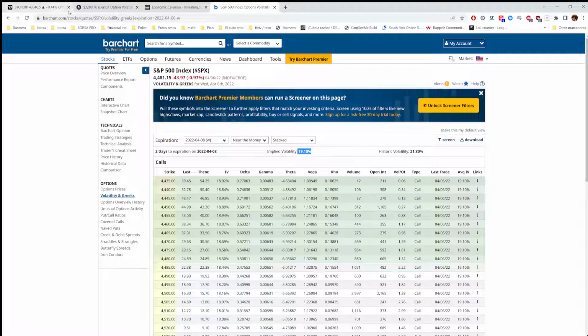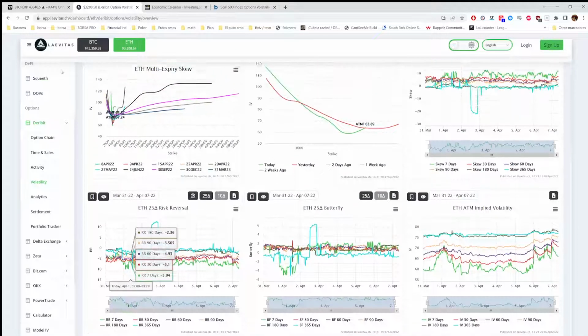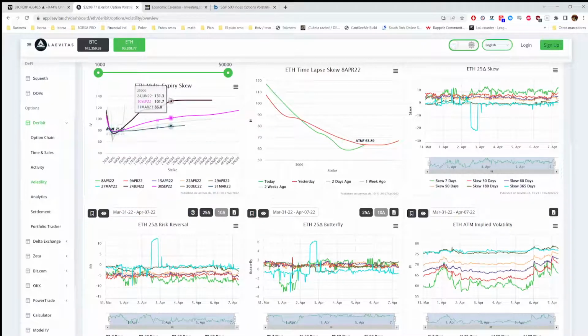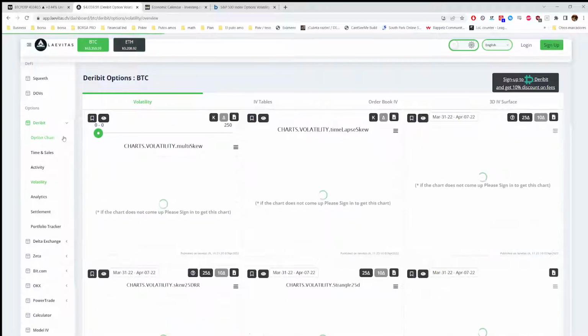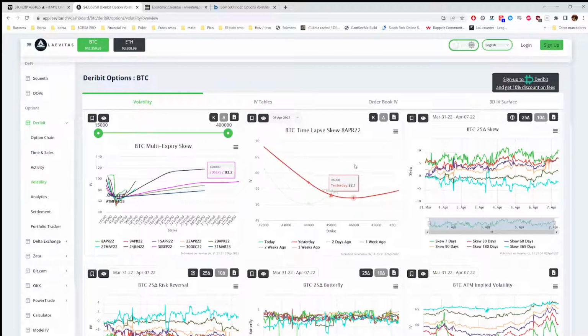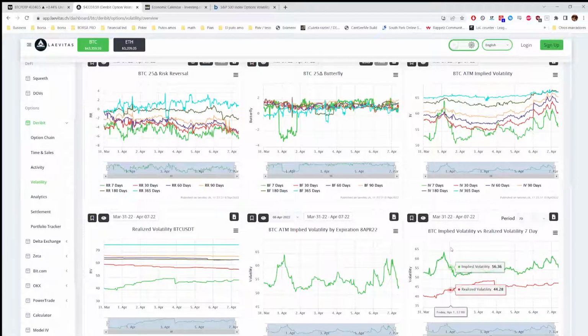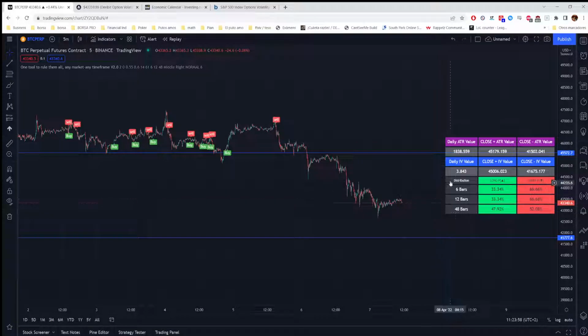However, for Bitcoin, we have the Laevitas platform, which is taking data from Deribit, which is the biggest broker, I would say, in terms of volume for option trading for crypto. In this case, we go on BTC and on volatility, and we go on the implied volatility and realized volatility. Like I said, the realized is more or less close to the ATM value.